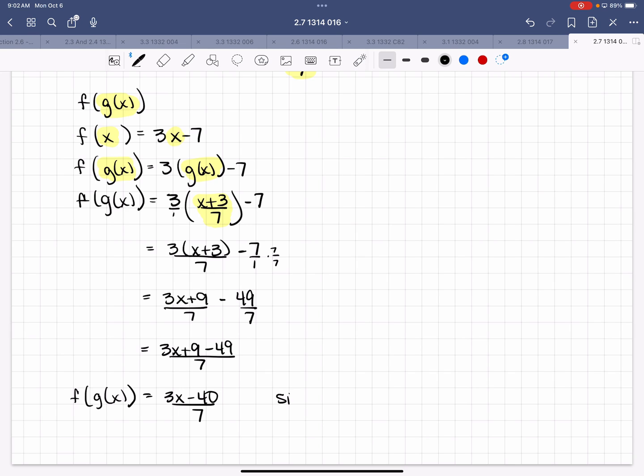So we can say since f of g of x does not equal x, then these functions are not inverses. Okay?